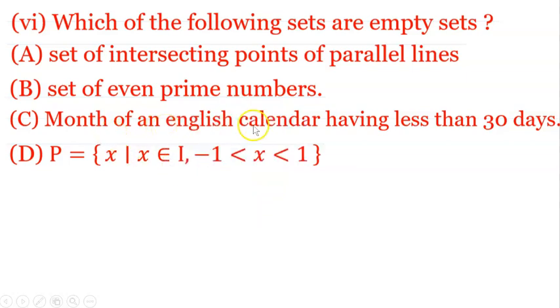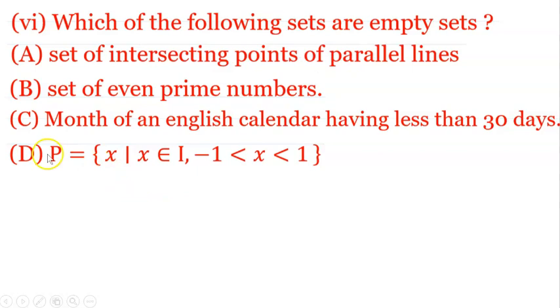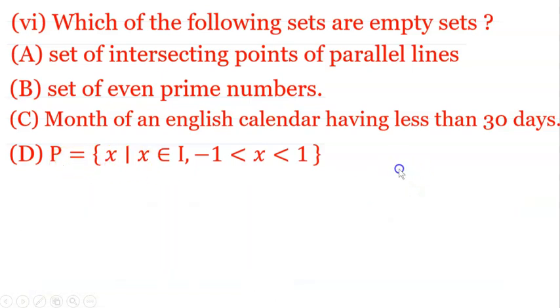Month of an English calendar having less than 30 days. Which month has fewer than 30 days? That is February. And the next, P is equal to {x such that x belongs to I and x lies between -1 and +1}. That element is 0. 0 lies between -1 and +1, so in this set P we get one element, which is 0.